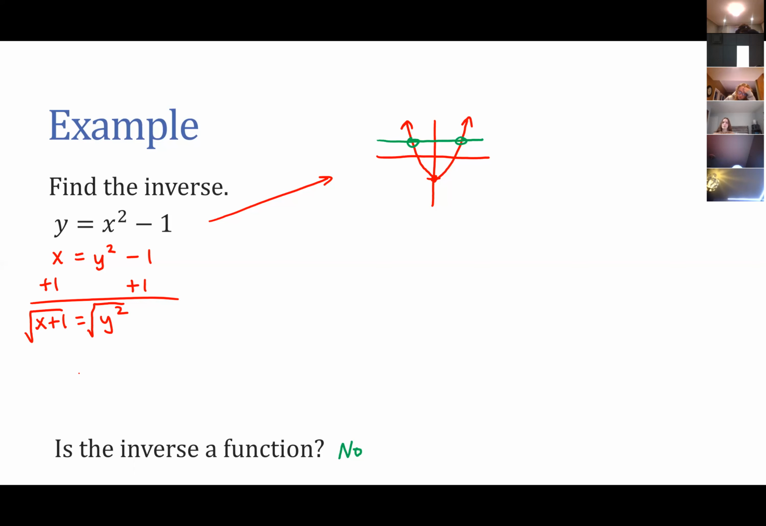The square root and the squared would cancel out and give me y. And since I just put that square root into the equation, I need a plus or minus. So my inverse is y equals plus or minus the square root of x plus 1. And if you were to graph that, it would not be a function, right?